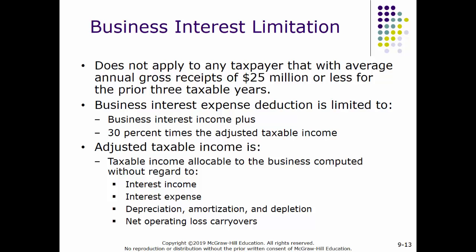That means their interest expense is limited to the interest income that they've earned plus 30% times their adjusted taxable income. So it's not 30% times their taxable income, it's the adjusted taxable income. And that is defined as income that does not take into account interest income and interest expense, nor does it take into account depreciation expense, amortization expense, and depletion expense. And also it ignores net operating loss carryovers.